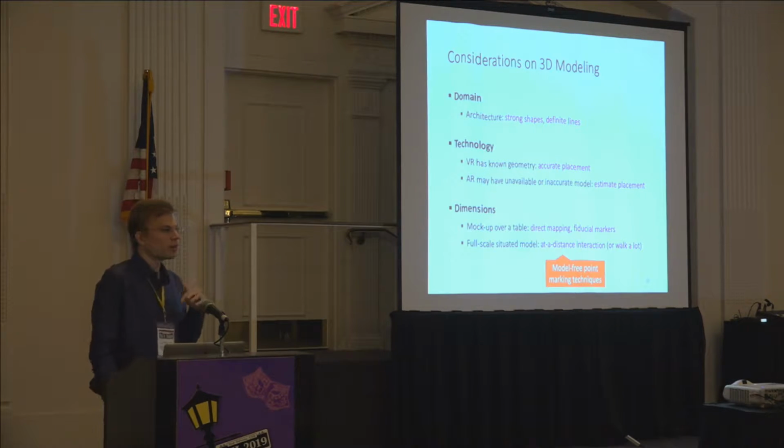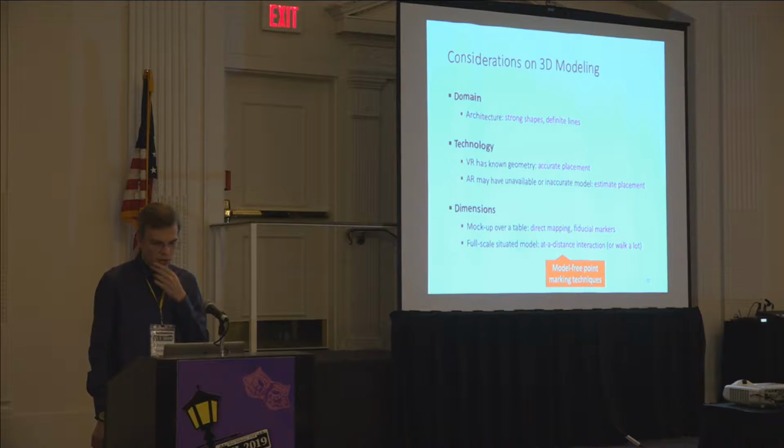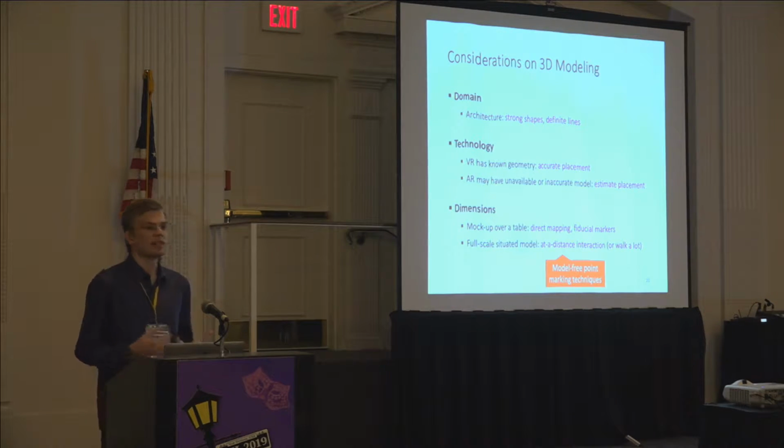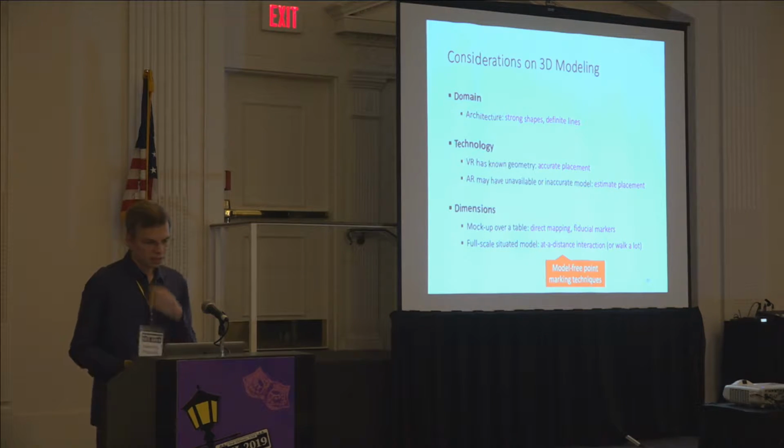Before we move forward, we need to make a few considerations regarding 3D modeling. The domain, such as architecture in this case, influences how we design this interaction technique. In architecture, we have strong shapes, very definite lines, as opposed to other types of free sketching or humanoid modeling, where you have more organic shapes and care more about proportions.